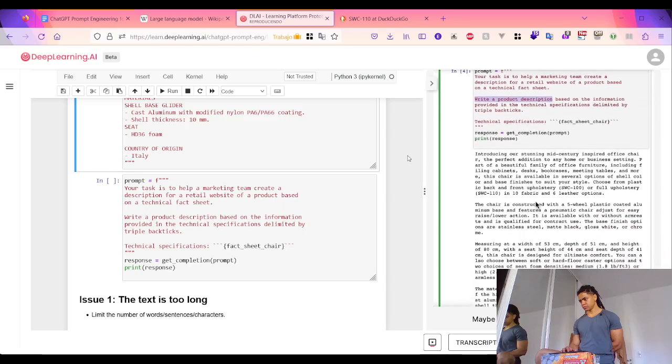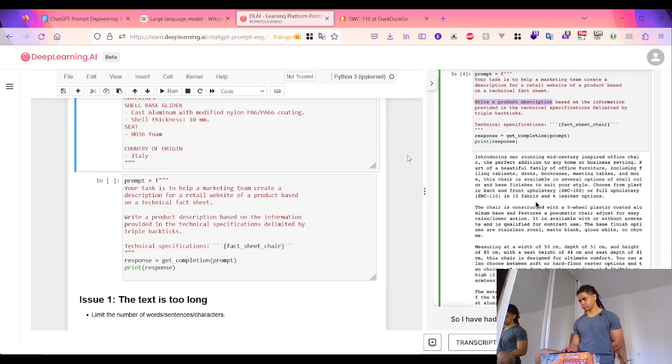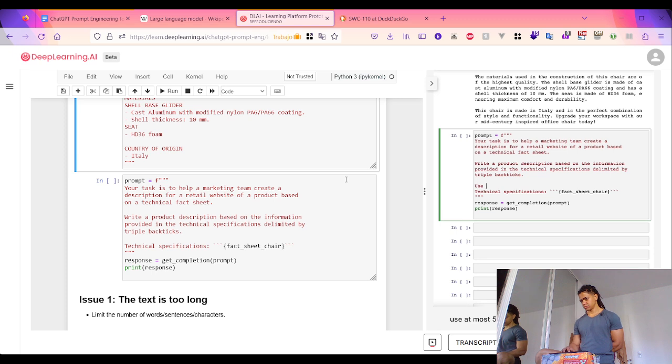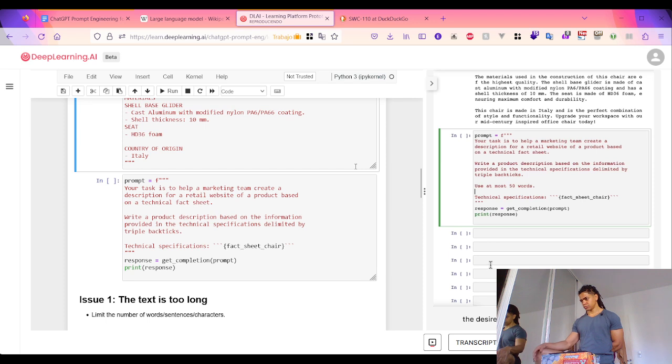So I have had an idea. I wrote a prompt, got a result. I'm not that happy with it because it's too long. So I will then clarify my prompt and say, use at most 50 words to try to give better guidance on the desired length of this. And let's run it again.